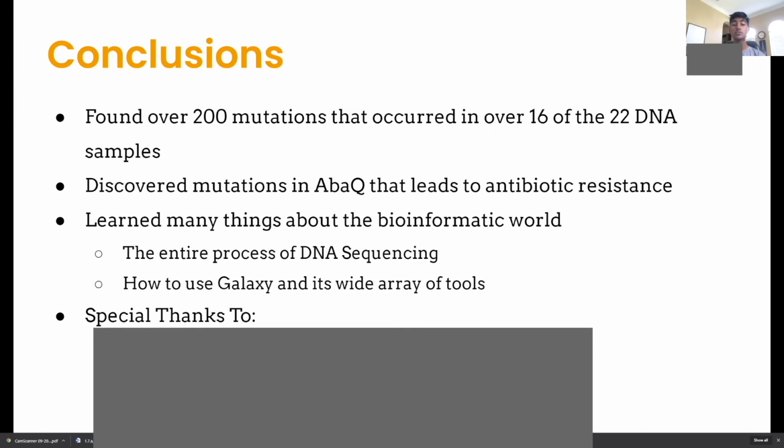I found over 200 mutations that occurred in 16 of our 22 DNA samples, and through the analysis of these mutations, I was able to form a testable hypothesis that could explain one form of A. baumannii antibiotic resistance. I learned much more than I could have imagined, such as the entire process of DNA sequencing and how to use Galaxy and its wide array of tools. And my understanding of the bioinformatic world is miles ahead of where I started this summer.